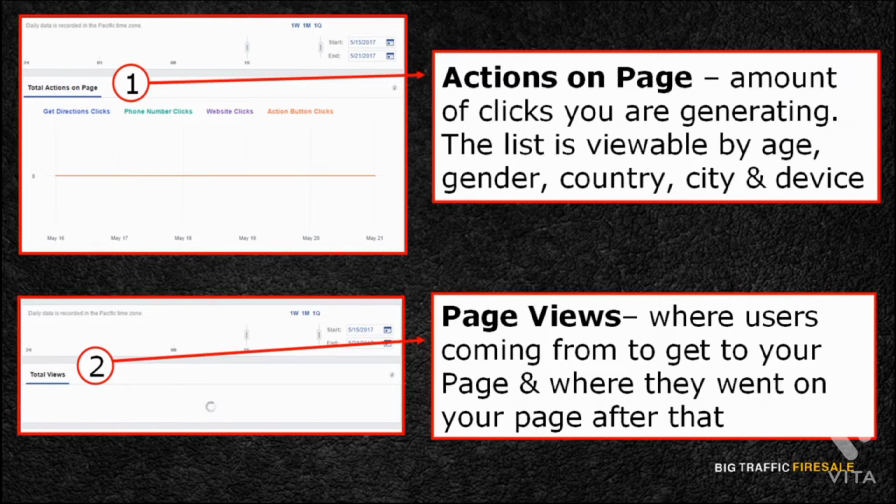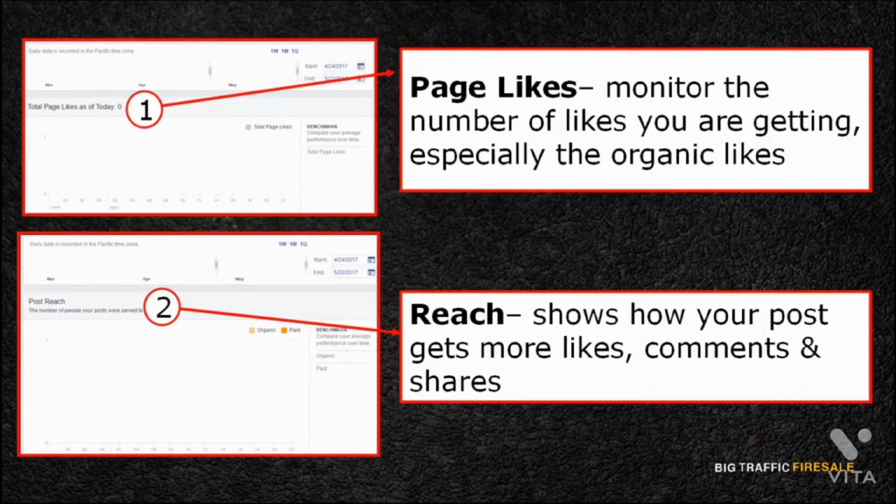These clicks are generated from users who want directions, phone numbers, your websites, and action buttons. This list is viewable by age, gender, country, city, and device. Over at Page Views, you'll see where users are coming from to get to your page, and where on your page they went to once they're on it. Page likes lets you monitor the number of likes you're getting, both paid and organic likes. In this case, we're aiming for organic likes.